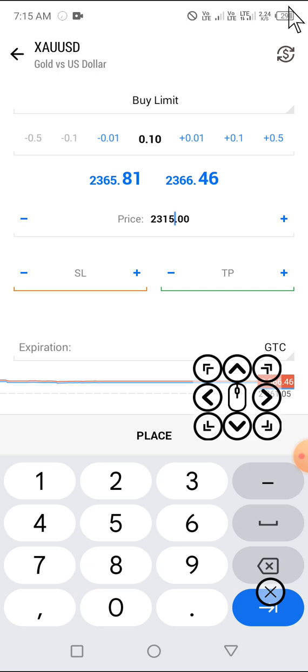The next thing I'm going to do is put my stop loss. What is my stop loss? Let me say I'm going to put my stop loss at 23.10, and my take profit at 23.20, or rather 23.25.